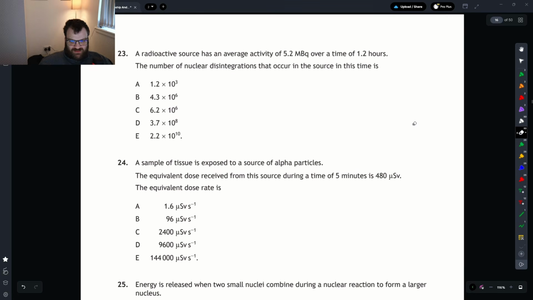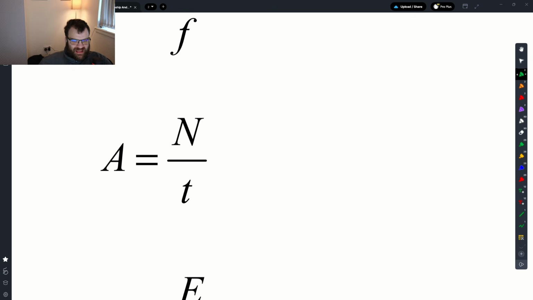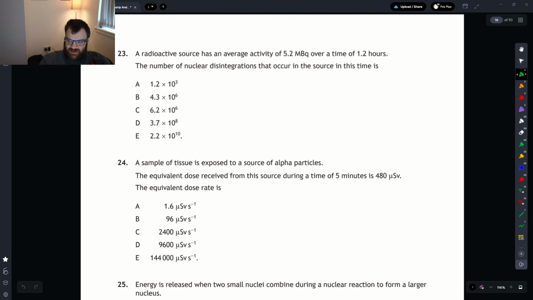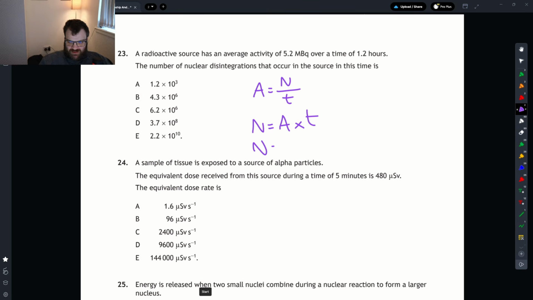Next up, we're dealing with nuclear decay and nuclear disintegrations. I think we're just trying to be fancy and talk about them decaying. We have activity, we have time. So A equals N over T, the number of decays over the time. And if activity equals the number over time, then the number equals activity times the time.